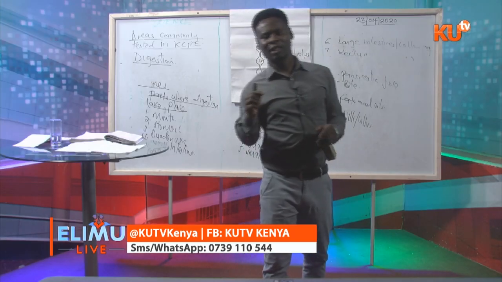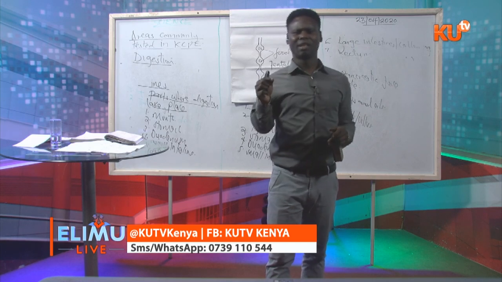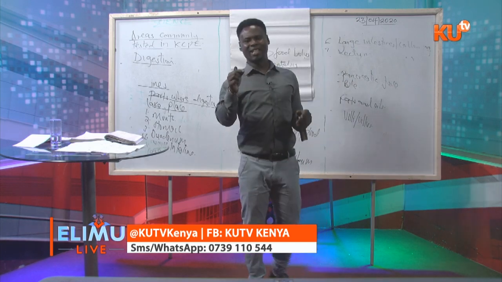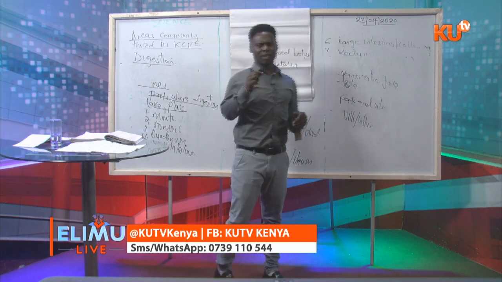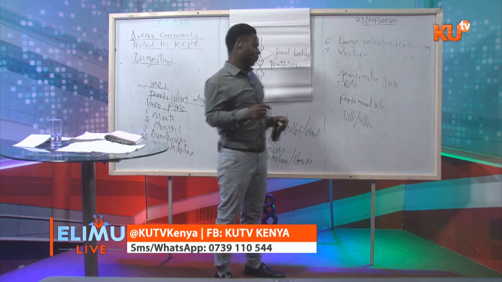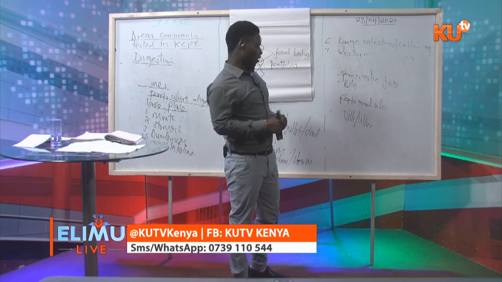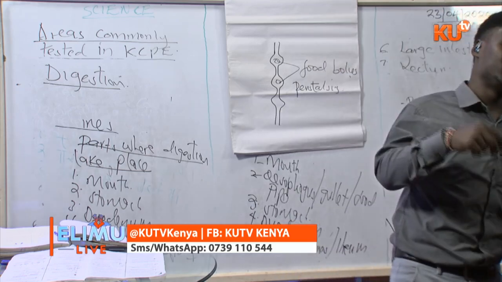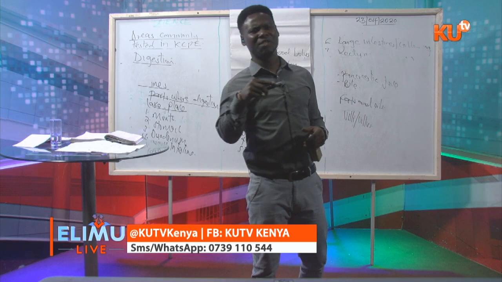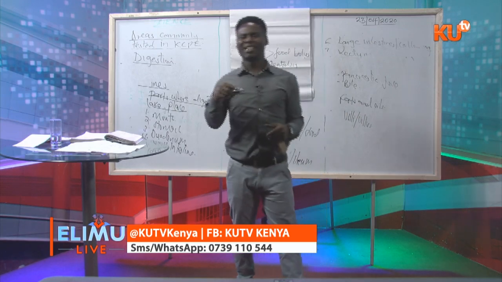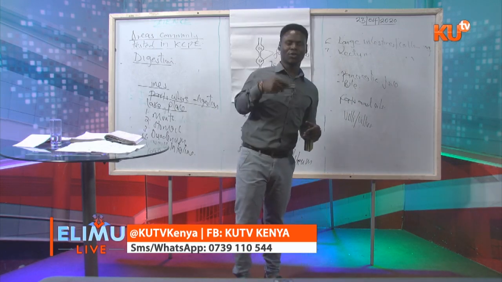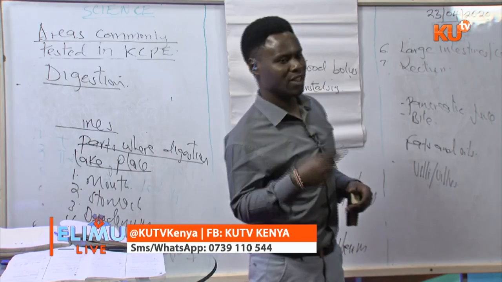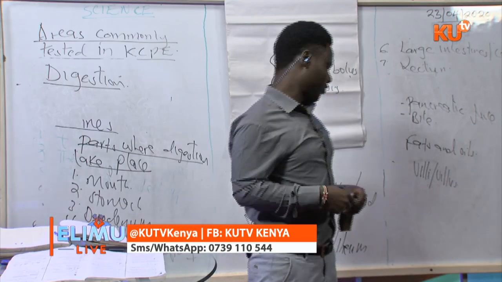Remember, the key word there is digested. We have digested and undigested. So it must be digested food. That is one function of the ileum. Then function number two, it completes digestion by producing the last digestive juice known as intestinal juice. So it's the walls of the small intestine that produce intestinal juice.